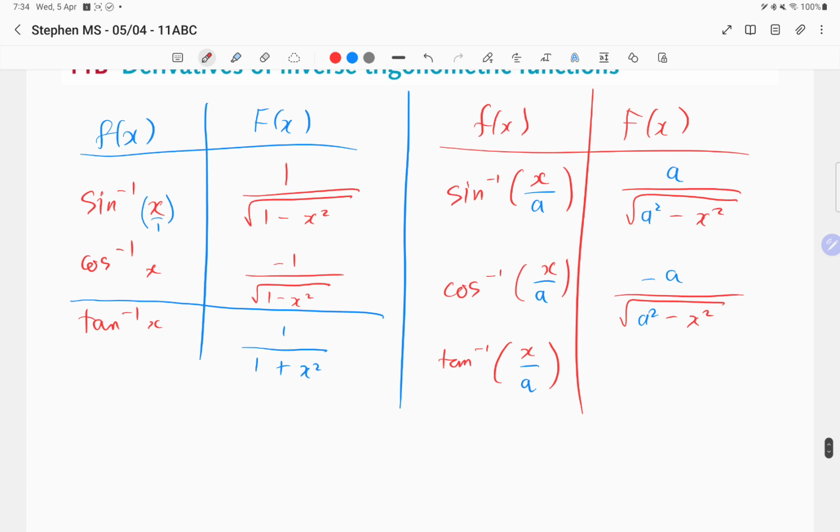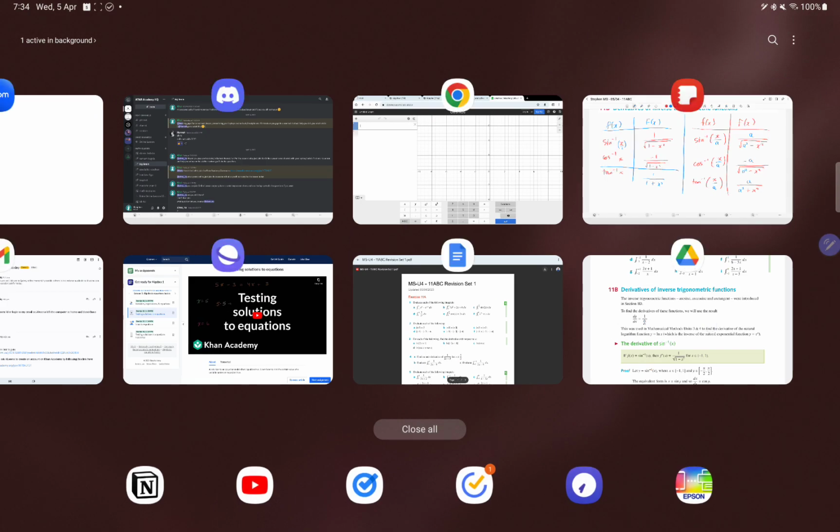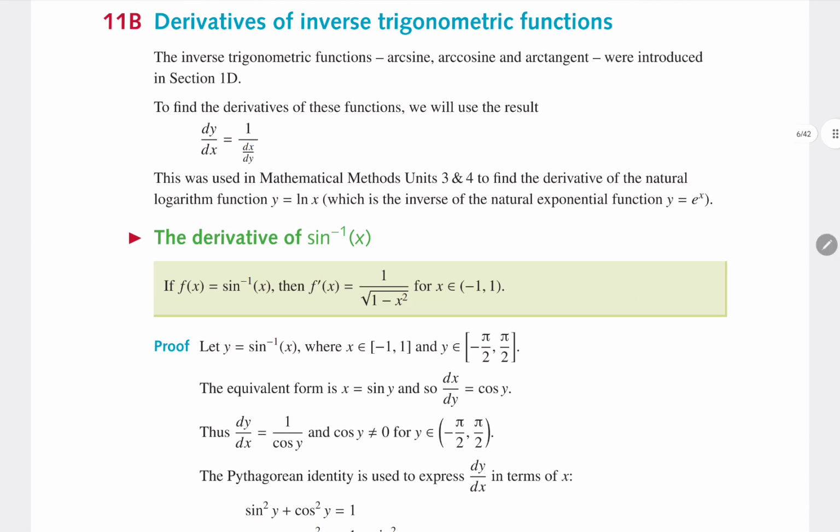Okay? Tangent, same thing. So that would be over, and then plus x squared, but instead of 1, you would get a over a squared plus x squared. Okay. Alright, let's see if we can get straight to the example.